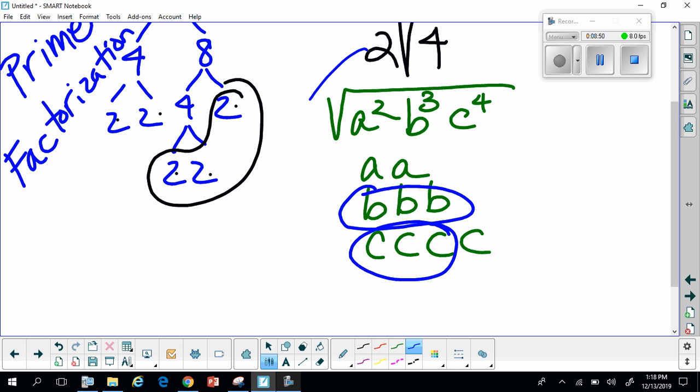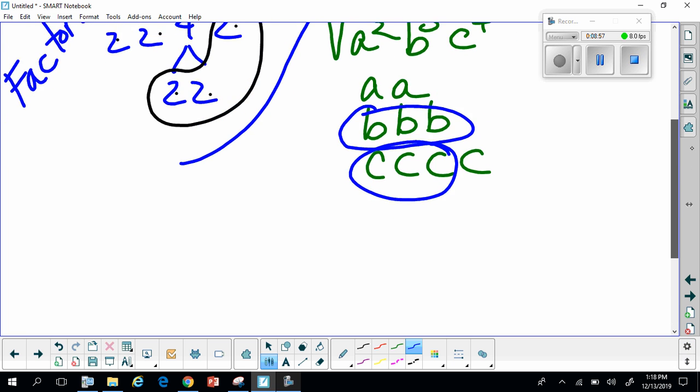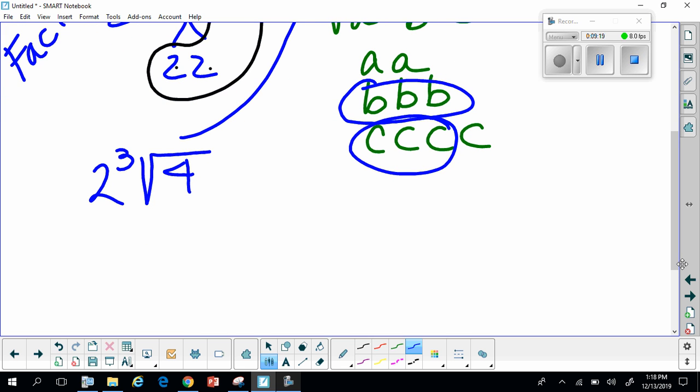From before, you know that we have our 2 cube root of 4 sitting there, ready to bring down. 2 cube root of 4. How many of these have a complete circle of 3? Remember, if you have a cube root, you're circling 3 of the same letter, and you're bringing one out. So I know that 1 B can come out, so I'm going to rewrite this. And I also know that 1 C can come out.